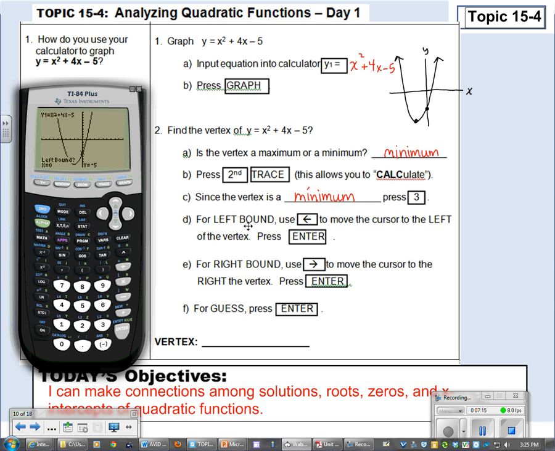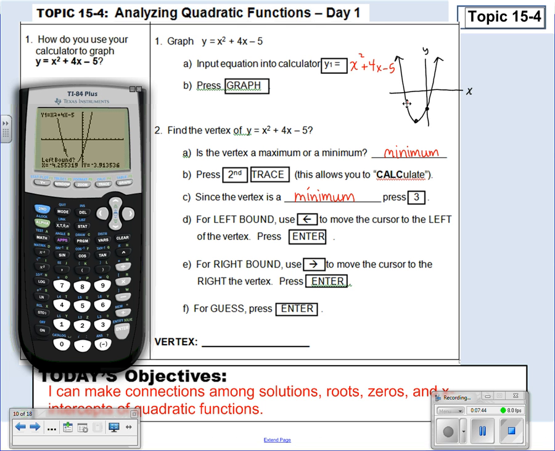So D says for the left bound, we're going to use the left arrow key, that's this one here, to move your cursor to the left of the vertex. If I look at my picture, my vertex is down here. I need to be on the left side of that point. So I will continue to hit my left, and I see the cursor moving. I kind of lost it, but now I see it again, and sure enough, I can tell it is to the left of that point. So on my little graph up here, that point is about right here, and I'm going to call that my left bound, or LB. And I'm going to put LB down here so I know what it stands for.